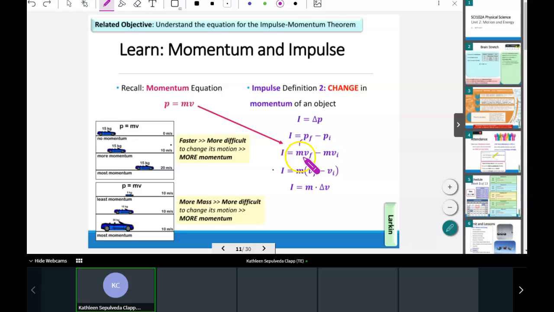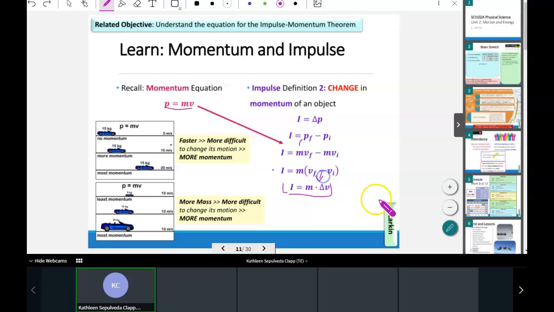So we can say mass times the final velocity minus mass times the initial velocity. And I'm getting it exactly from right here, the momentum equation. Now, looking at this, I can take out m, okay? M is going to be my common variable. So I can take it out and bring it out like this. So I can have I equals m times final velocity minus initial velocity. Well, again, I can break that down even more into this final equation right here. I equals m times the change in velocity.